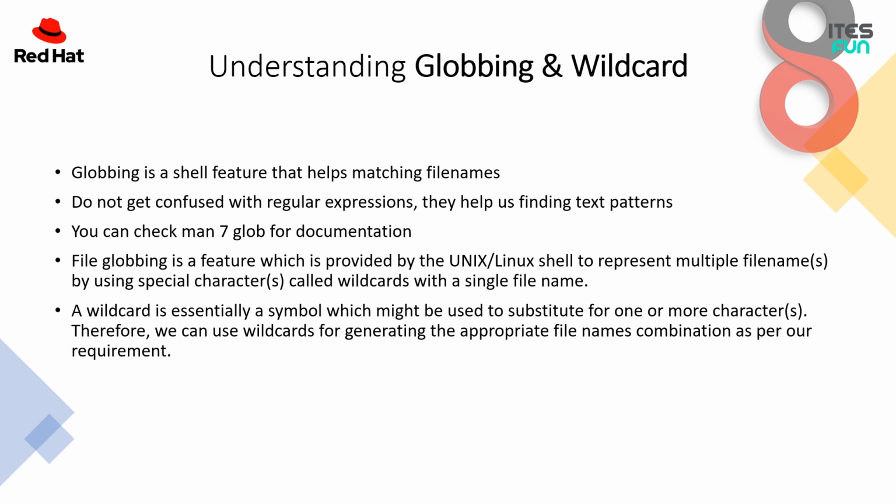For documentation about globbing, there is a man page. The man page is in section 7 of the man pages. If you type man 7 glob, then you can see the official documentation as presented in the man page. File globbing is a feature provided by the UNIX shell to represent multiple file names by using special characters called wildcards with a single file name. A wildcard is essentially a symbol which might be used to substitute for one or more characters. Therefore, we can use wildcards for generating the appropriate file name combinations as per our requirement.